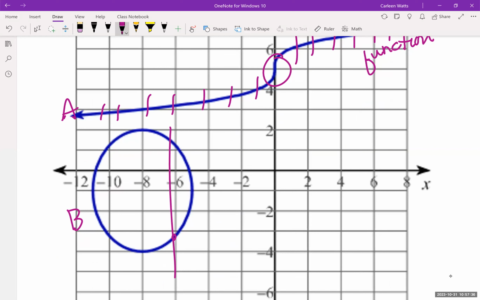B, nope, it fails the vertical line test. Not a function.